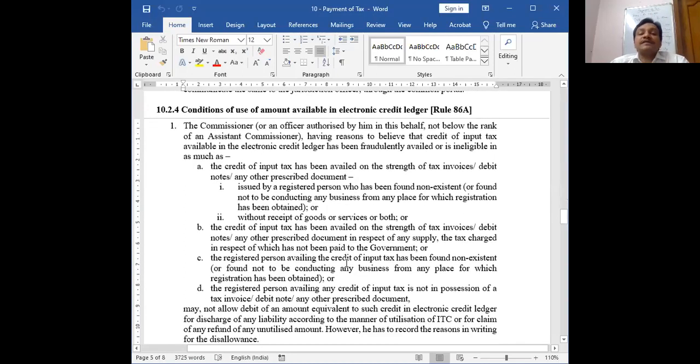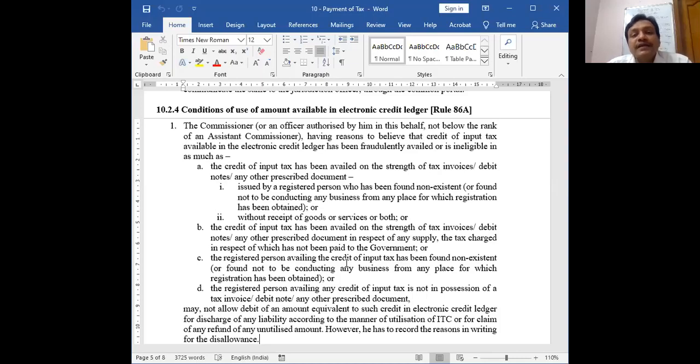So what I have discussed, section 49. Then I have discussed very briefly electronic liability register, electronic cash ledger, and electronic credit ledger. Now, if you have seen the news in the past 4 to 5 months, huge tax evasion in tax credits has been detected. So many people have created bogus receipts, bogus purchases, fraud purchases. On those bases, they have claimed wrong ITC.